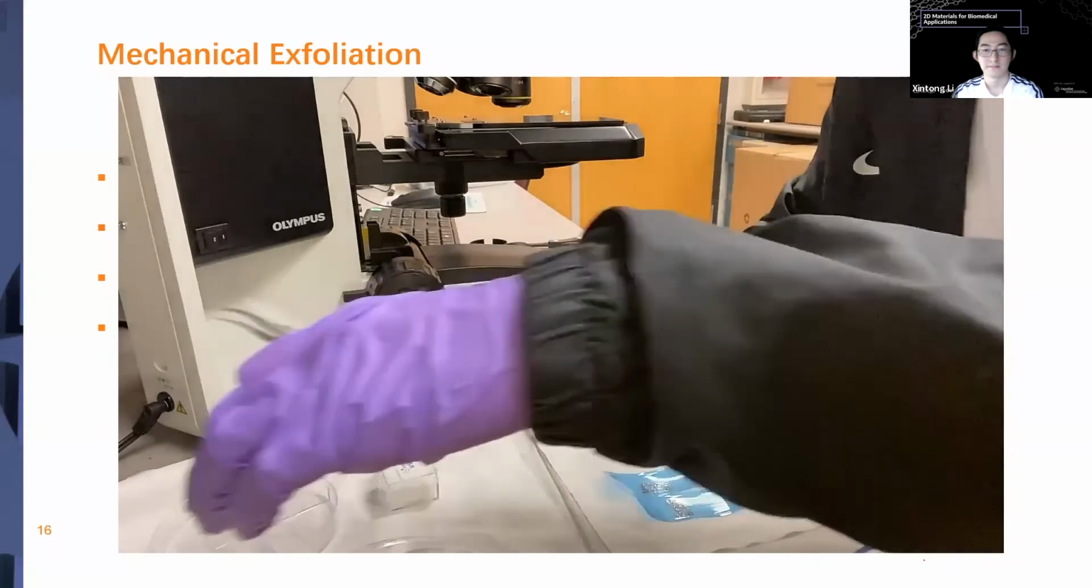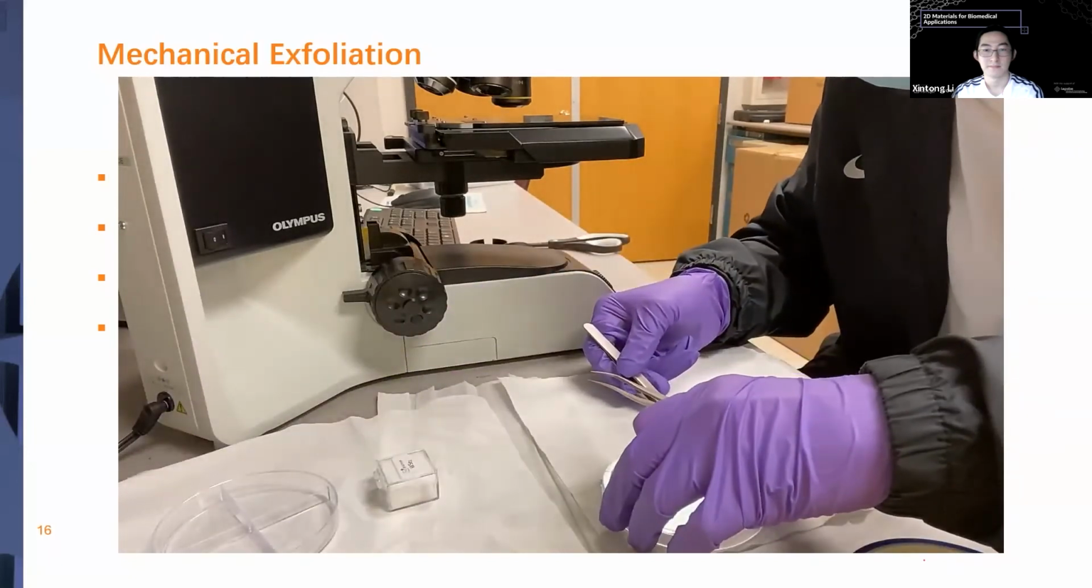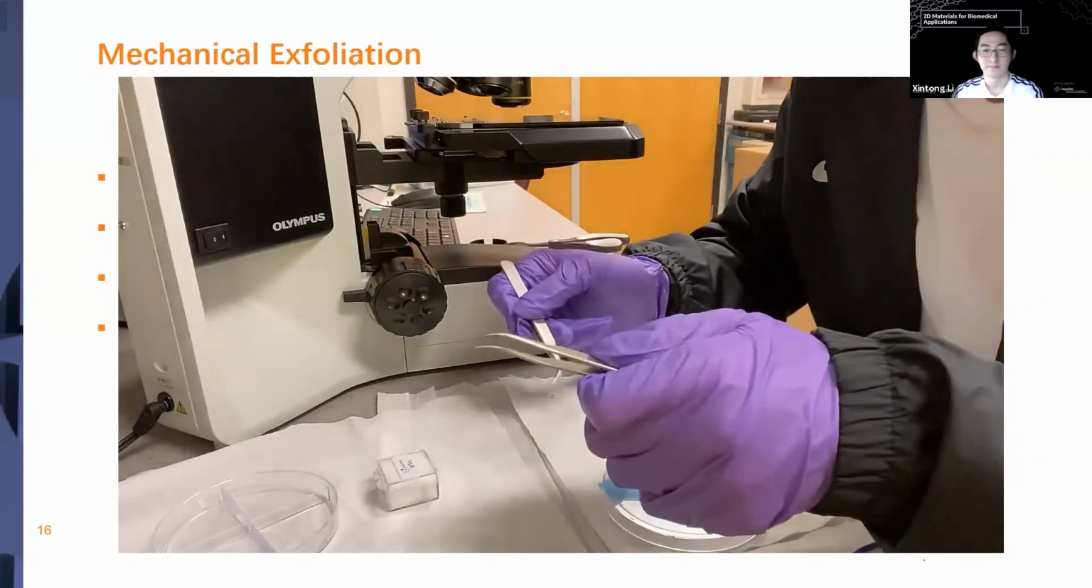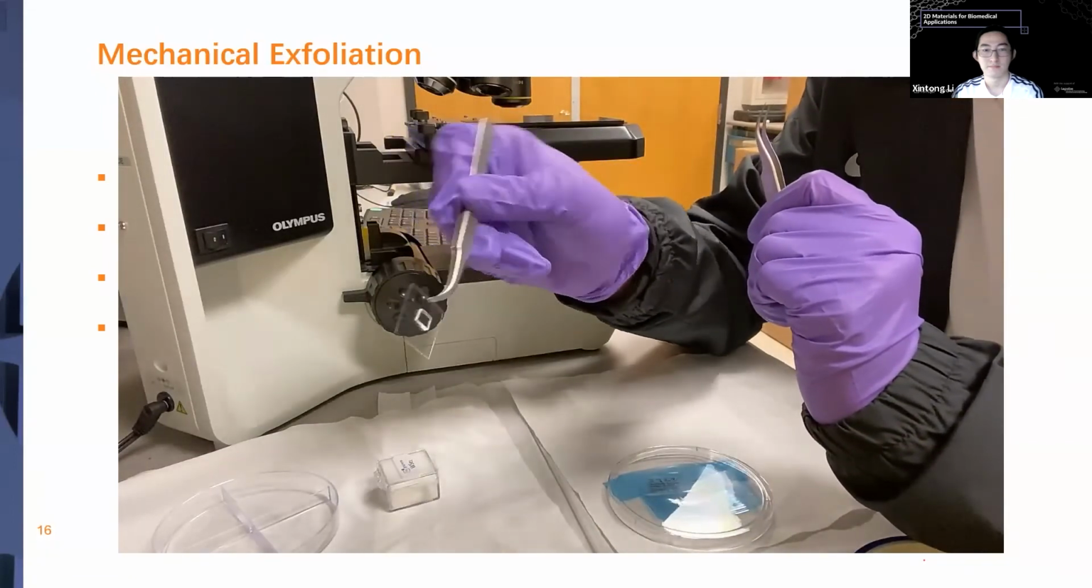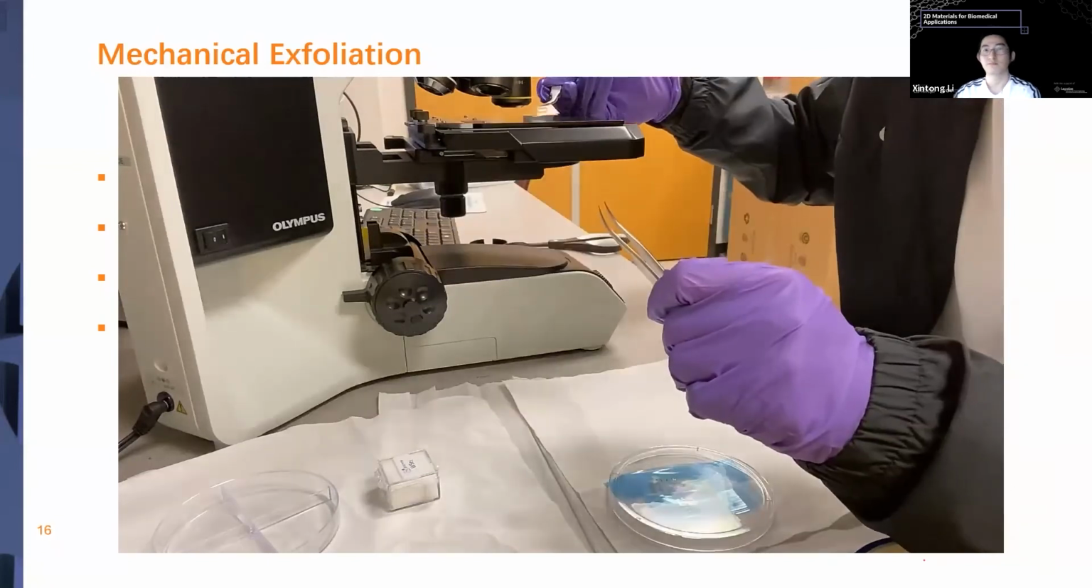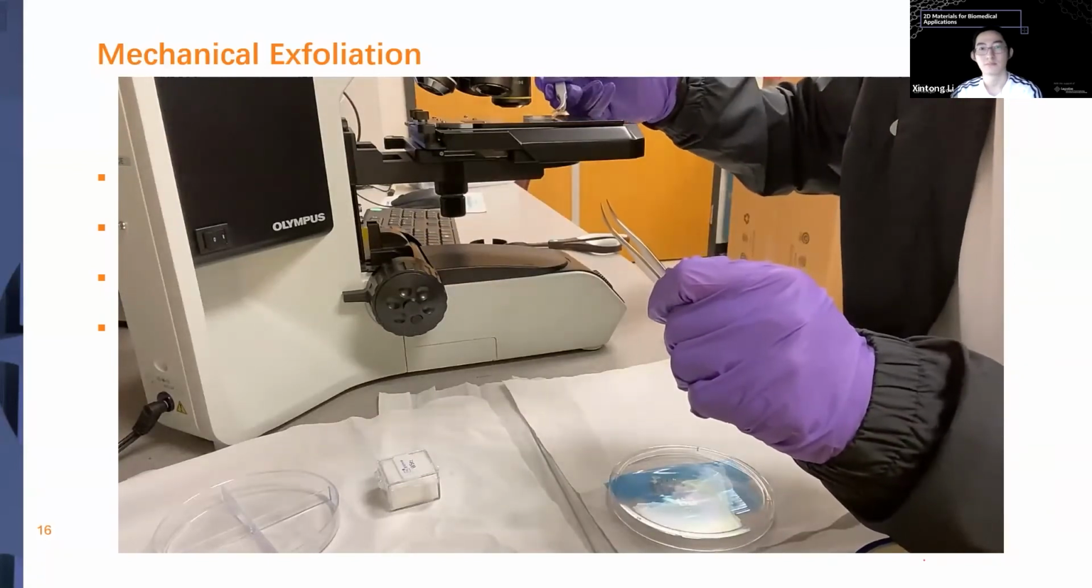Okay, now we can see that. Let's cover it to prevent contamination. Now we can see that there's something. You can see it on the PDMS stamp. We're gonna put it on the optical microscope and look for it.